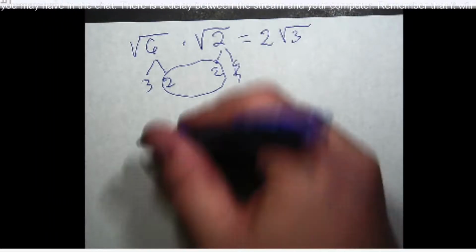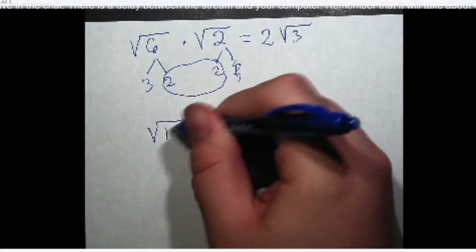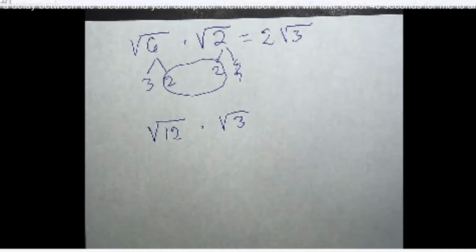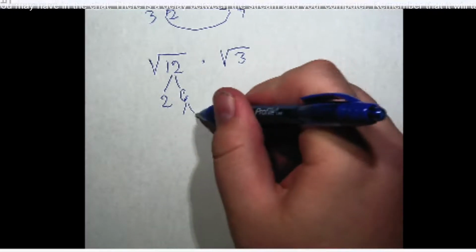Okay, how about square root of 12 times the square root of 3? If you got a good eye, you might be able to tell me immediately what the answer is. But that does take some practice. So let's break up 12. 6 and 2. And of course 6, 3 and 2.